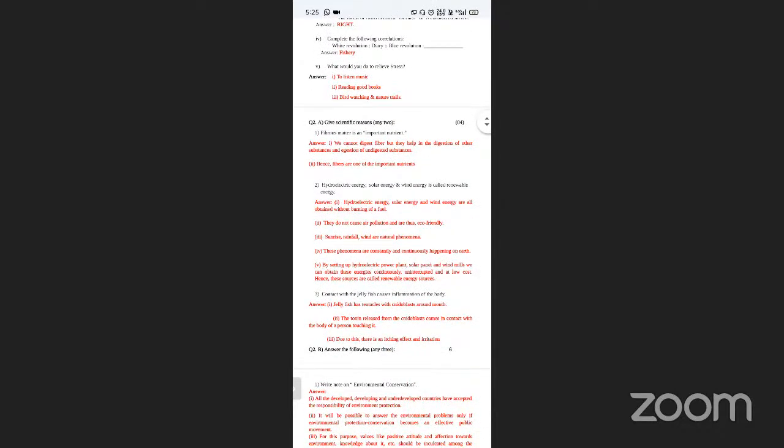Third point, sunrise, rainfall, and wind are natural phenomena. Yes or no? These are naturally occurring phenomena. So these phenomena are constantly and continuously happening on the earth. Next point, by setting up hydroelectric power plants, solar panels, and windmills, we can obtain these energies continuously, uninterrupted, and at a low cost. Hence, these sources are called renewable energy sources.